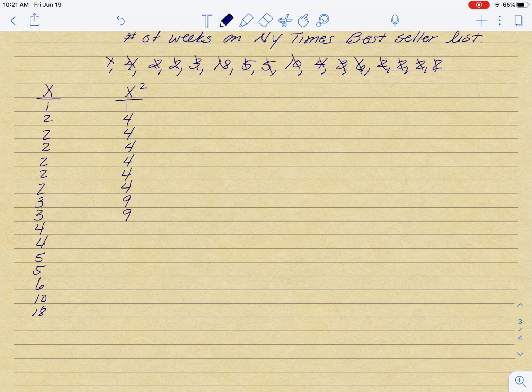3 squared is 9, 4 squared is 16, 25 for 5, 36, 100, and I haven't a clue, I'm going to figure it out. 18 squared is 324.